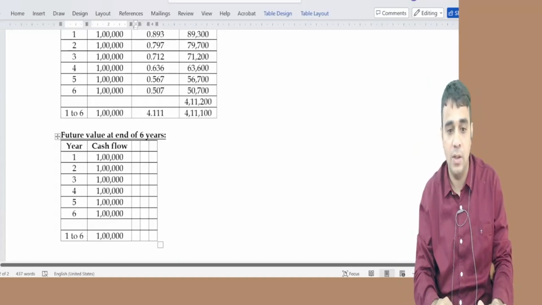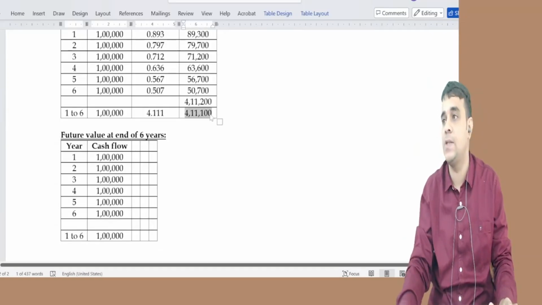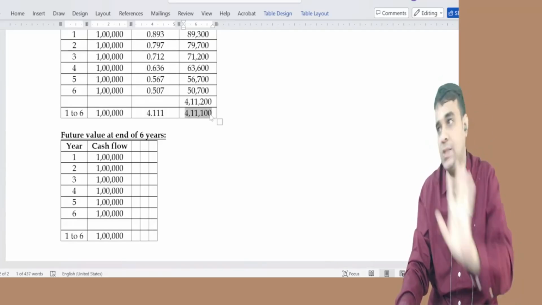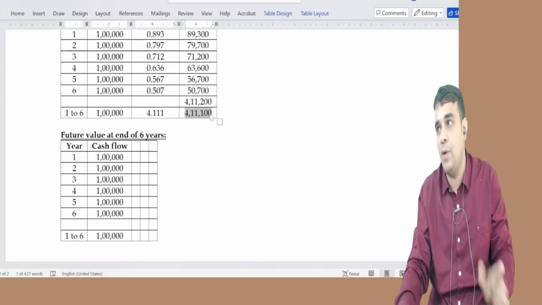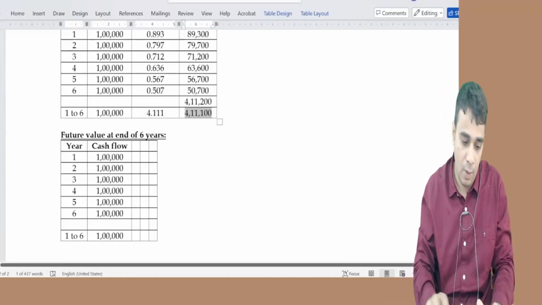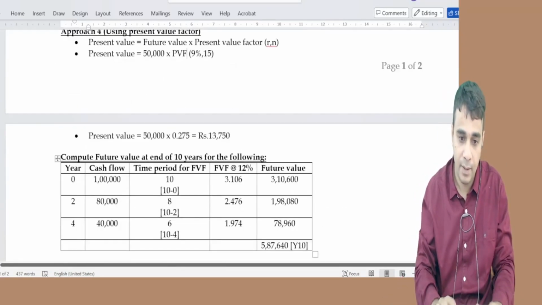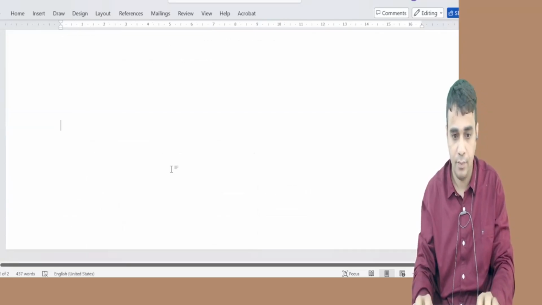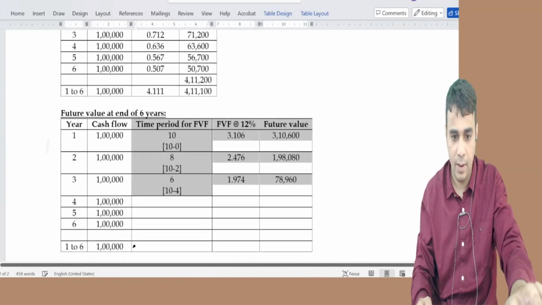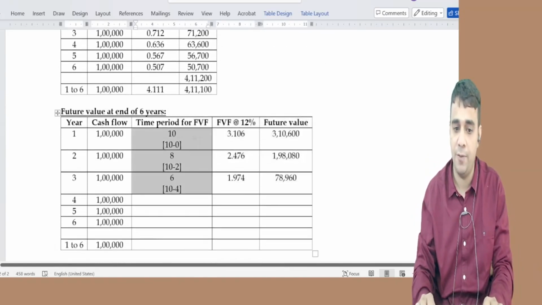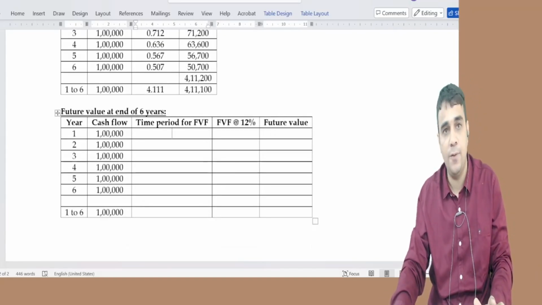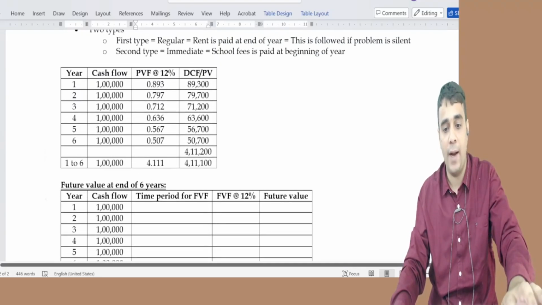One option: you can compound this itself to the sixth year because we already know this. Just compound this one value to the sixth year. You have got the year zero value. Assuming you don't do all that, and you have done this, this is the number. Now listen. Go back to here. Time period for future value factor, future value factor, and future value.